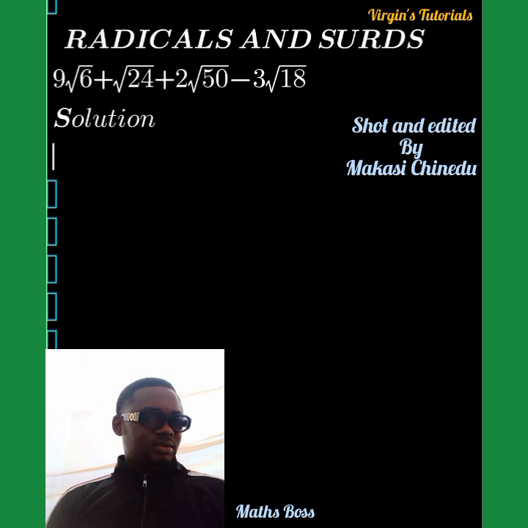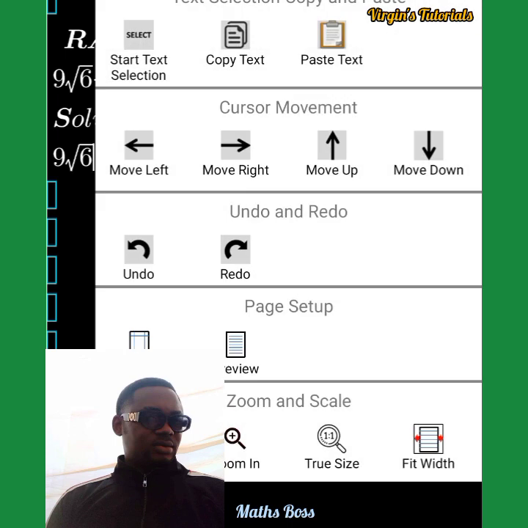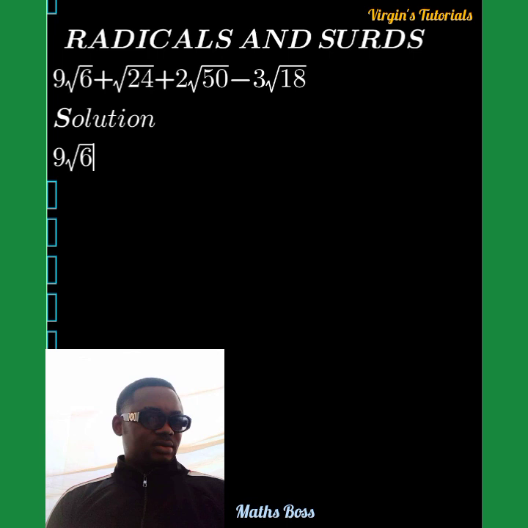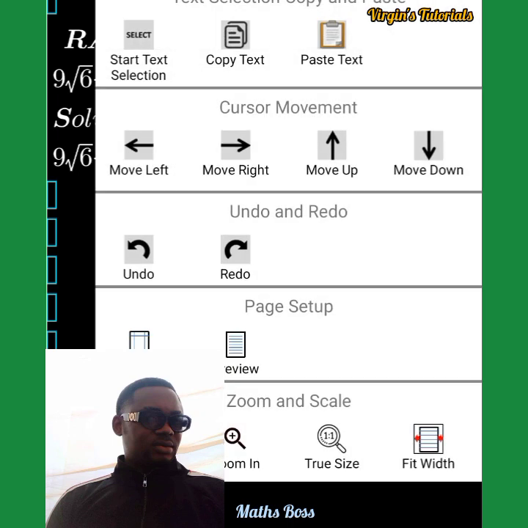From the first step, we have 9 root 6. There's no need for us to break the radicand, 6. If we wanted to, we could break it into two factors like 2 and 3, but there's no need in this case. So we move to the next one. Now we have plus the root of 24. Let us break 24 into two factors, 4 and 6. 4 times 6 gives us 24.